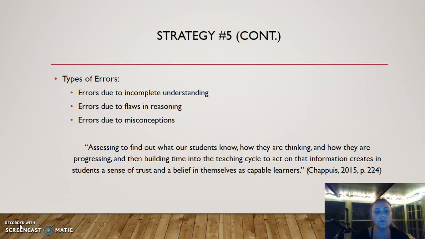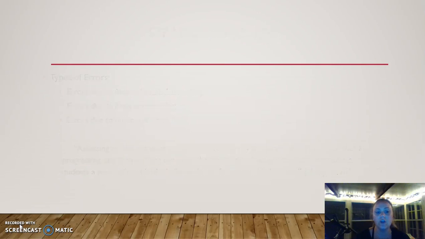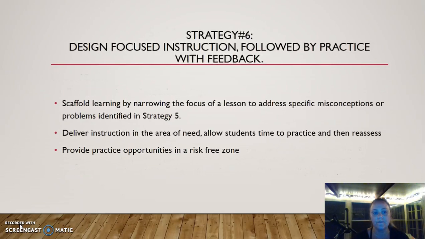Some types of errors are errors due to incomplete understanding, errors due to flaws in reasoning, and errors due to misconceptions. Regardless of what error, we have to remember that assessing to find out what our students know, how they are thinking, and how they are progressing, and then building time into the teaching cycle to act on that information creates in students the trust they need.